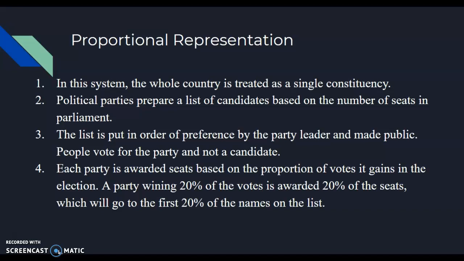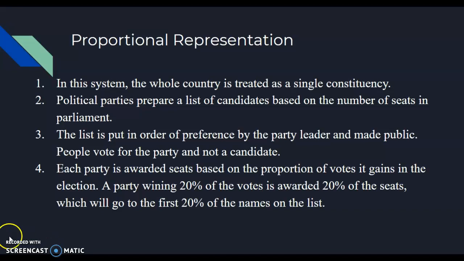People don't vote for a candidate, they actually vote for the party because we don't have candidates representing a constituency. Now, when a party wins, if they win by 20% of the votes, they will get 20% of the seats, which will go to the first 20% of the names on the list. And this is why we call it a proportional representation system, because the same proportion of votes gives you the same proportion of seats, which go to the same proportion of names on the list.